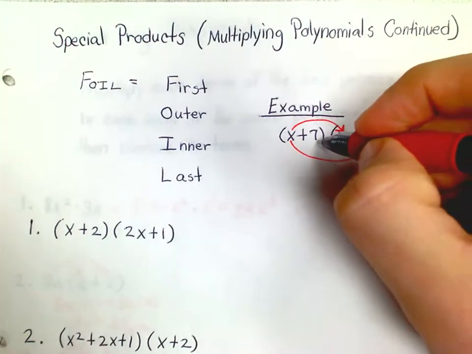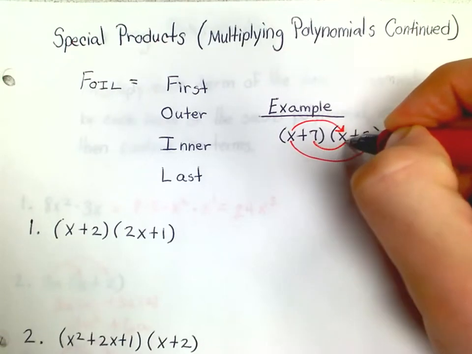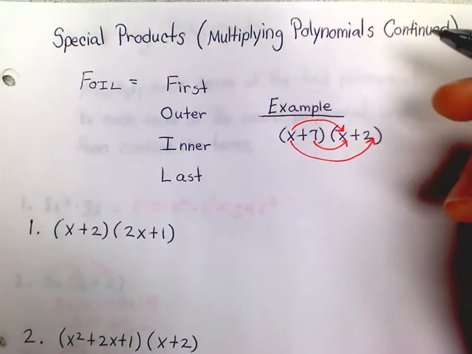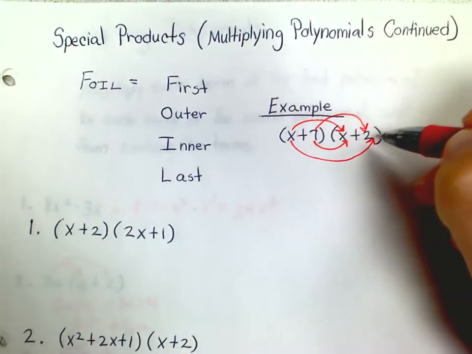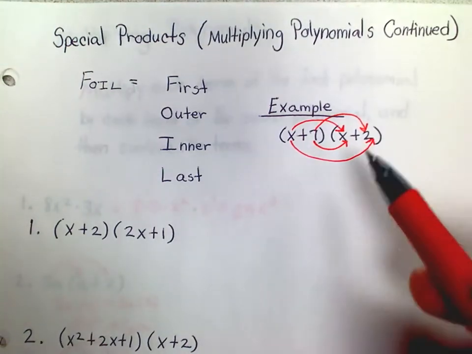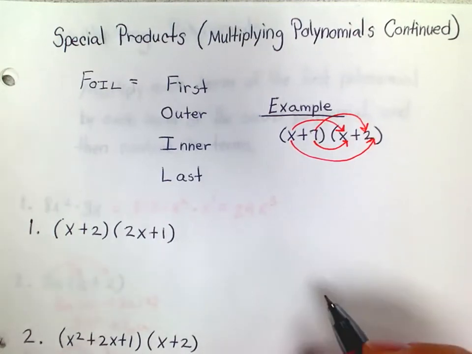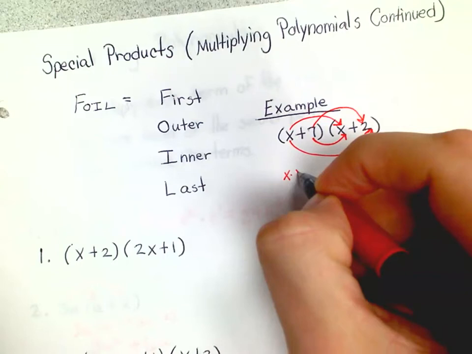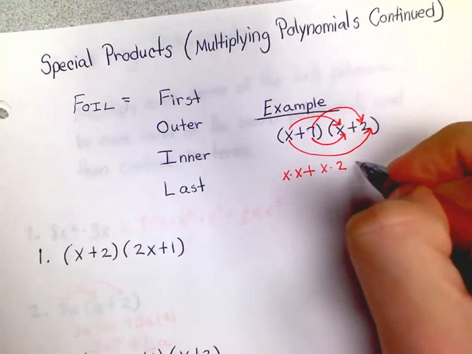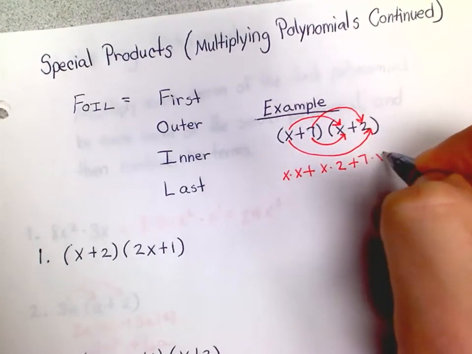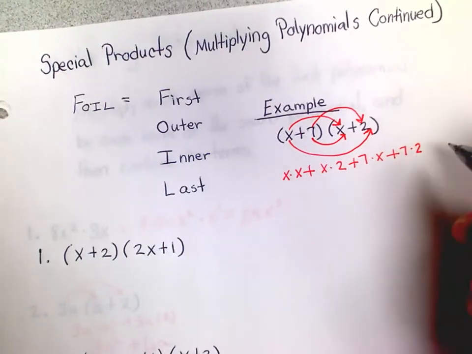For the inner, we have to multiply the 7 times the first value in the second set of parentheses. That's the inner. For the last, we're just going to multiply that 7 times the last value in the second set of parentheses. If we do that, we have x times x for first plus x times 2 for outer plus 7 times x for inner, and finally 7 times 2 for last.